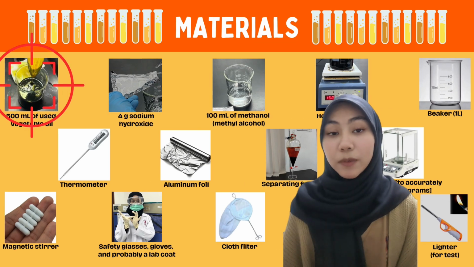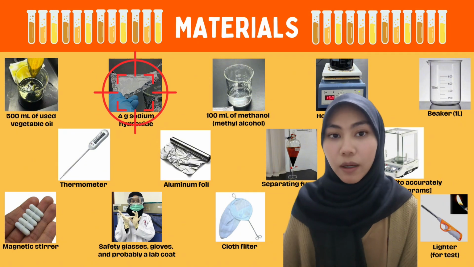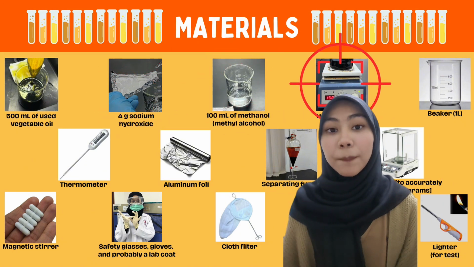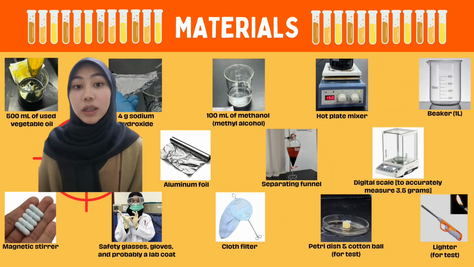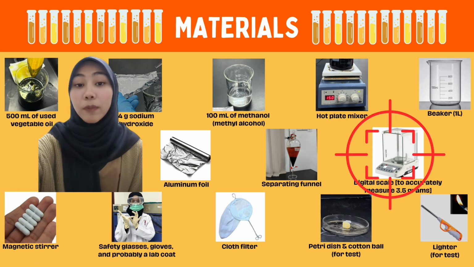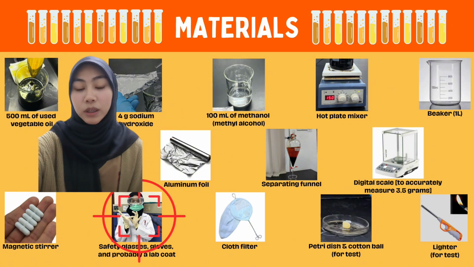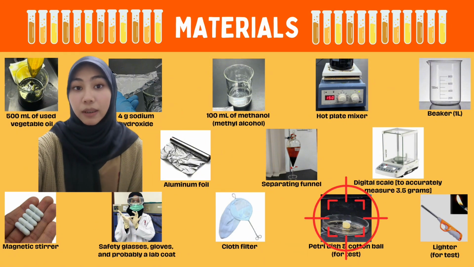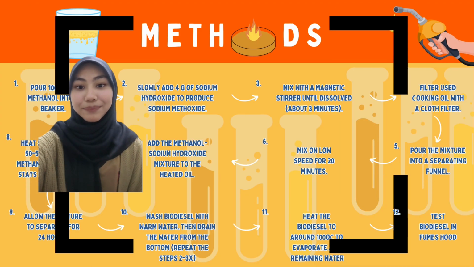For the materials in the experiment, we need 500 ml of used vegetable oil, 4 grams of sodium hydroxide, 100 ml of ethanol or methyl alcohol, a hot plate, a 1 liter beaker, a thermometer, a magnetic stirrer, a digital scale to accurately measure 3.5 grams, a separating funnel, aluminum foil, safety glasses, gloves, and probably a lead coil, a cloth filter to filter out any suspended material in the cooking oil before use, and lastly, for the test: a petri dish, cotton ball, and lighter.